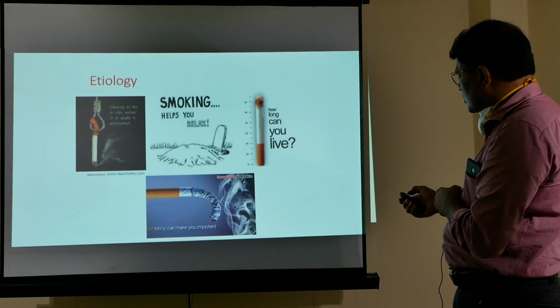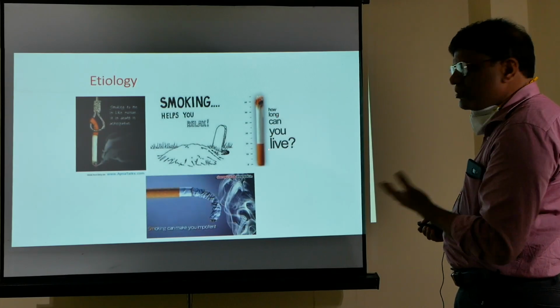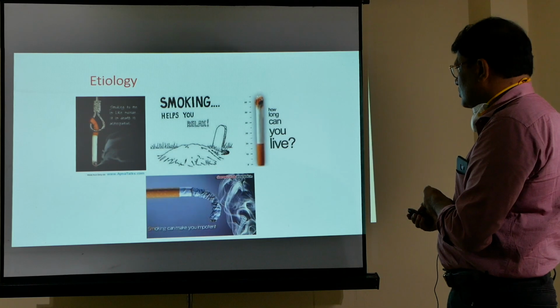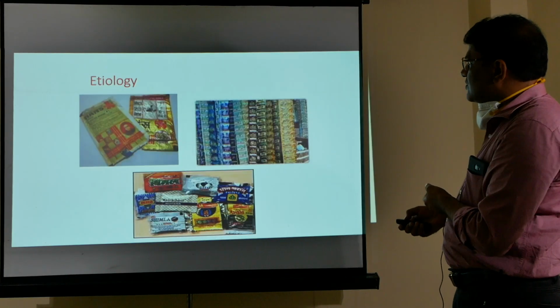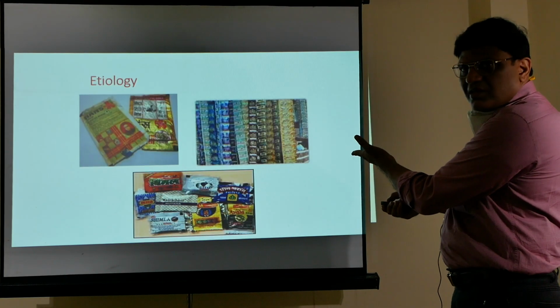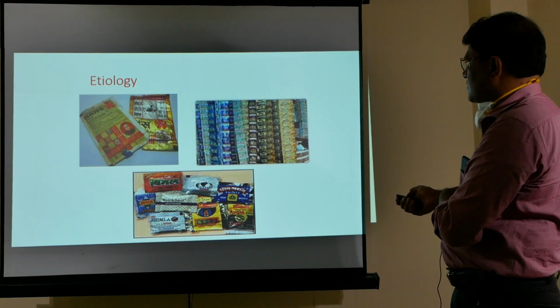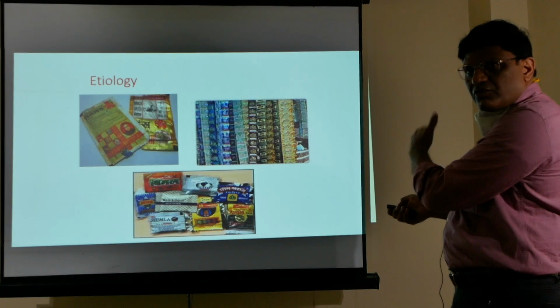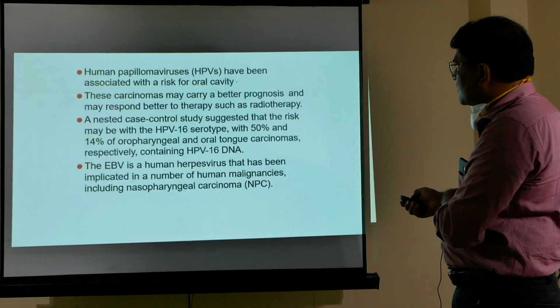Okay, the people eat quids or gutka or pan masala. Here you can see smoking. You know, smoking. How long can you live? You can live without smoking, isn't it? Here is the etiology: different kinds of pan masalas and pan gutkas, jardas, etc. So this is the main etiology for tongue cancer in the Indian population.